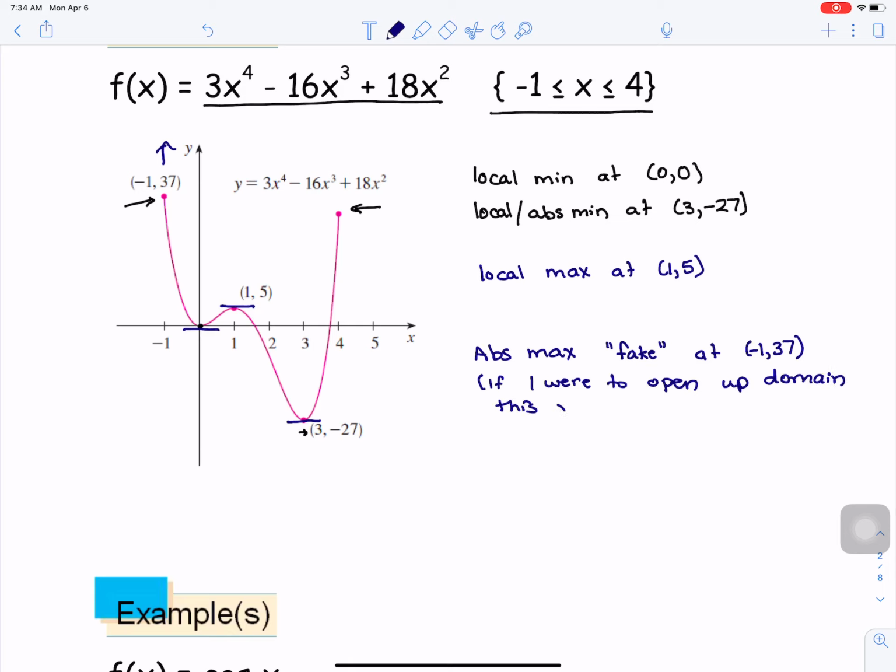This value is no longer a max. So you have to be careful with these things called fake maximums. They can occur at endpoints. And they're like fake maximums because when you look at it, it looks like a maximum. But again, if you were to open up the domain, that point no longer has to be a maximum.